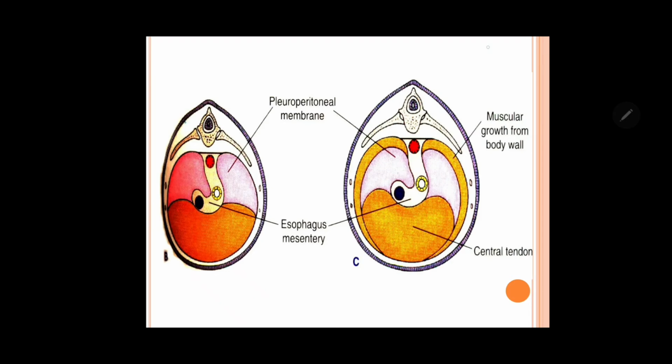You can notice here, the central tendinous part is from the septum transversum. This part is from the dorsal mesoesophagus, the posterolateral part is from the pleuroperitoneal folds, and the peripheral part is from the mesoderm of the body wall. So septum transversum, mesoesophagus, pleuroperitoneal fold, and the body wall. These are the four contributions for the development of the adult diaphragm.